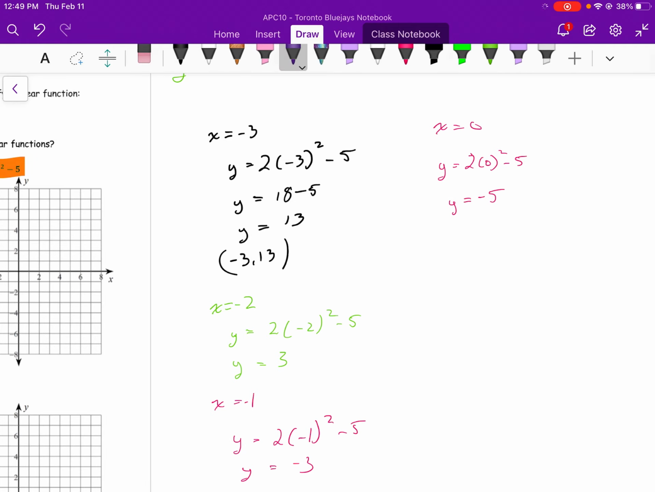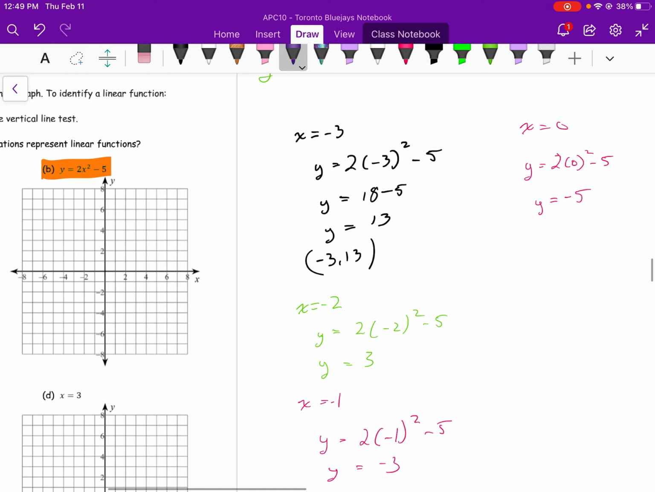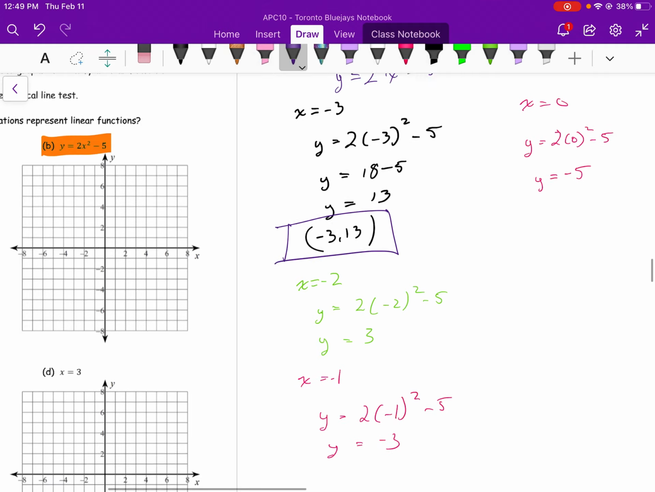When x is -3, I plug in, we have the equation y is equal to 2x squared minus 5. I simply plug in -3 and calculate this through. I get a y value of 13. So I have to remember that as a point, -3, 13.